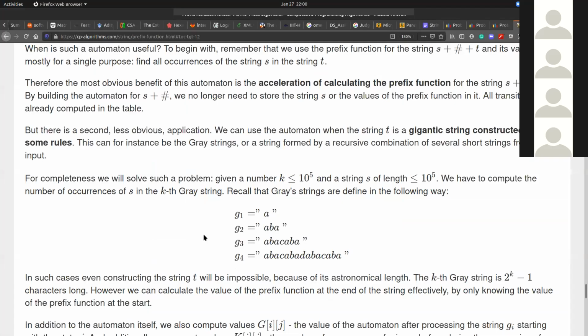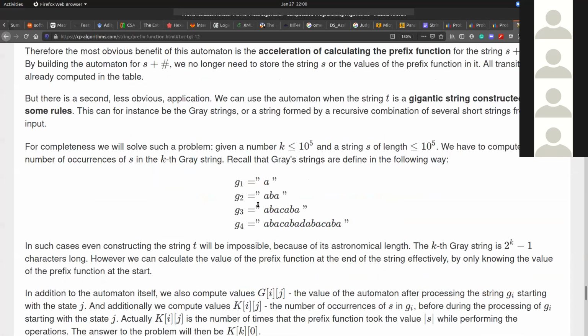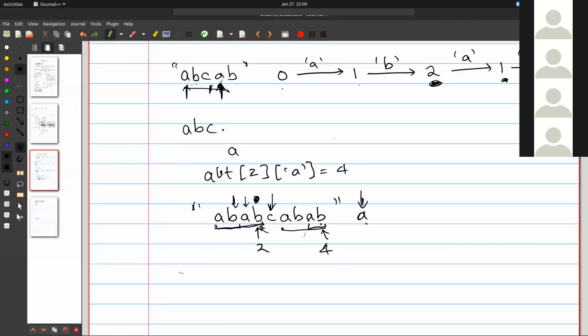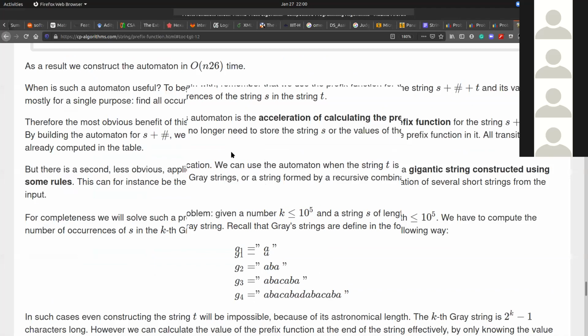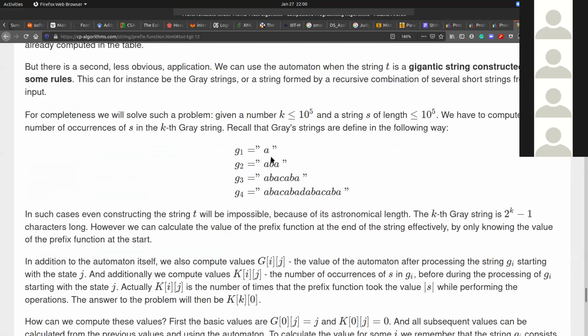This is very useful, not just for stream-based input for our text, it is also useful in strings which have patterns. This is where they discuss something called a gray string. See this string. G of 1 is A, G of 2 is ABA, then ABACABA, and basically you insert a new character and put the previous string on both parts. So this is called a gray string. And the prefix function for G of something very large cannot be calculated because the size grows exponentially.